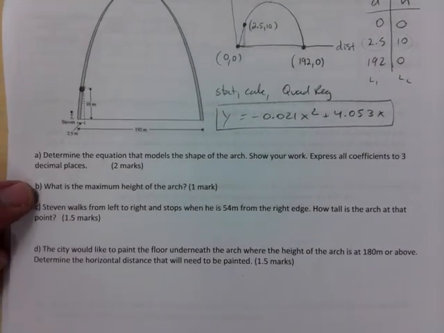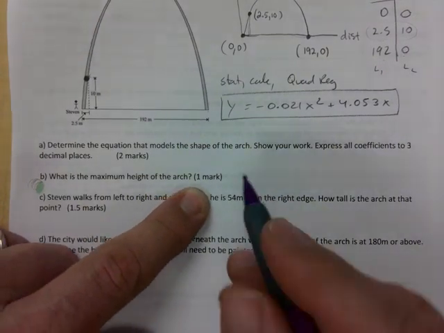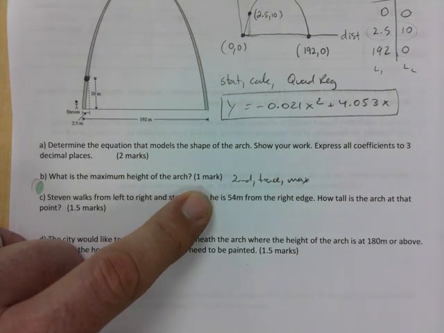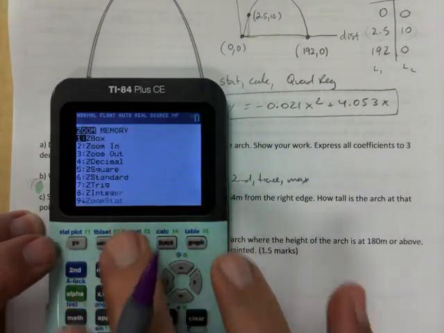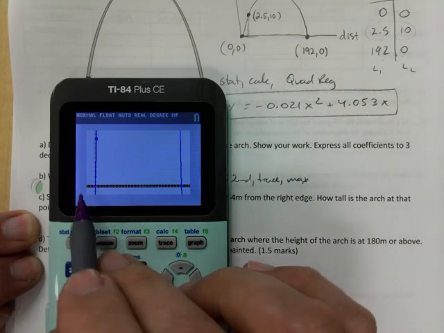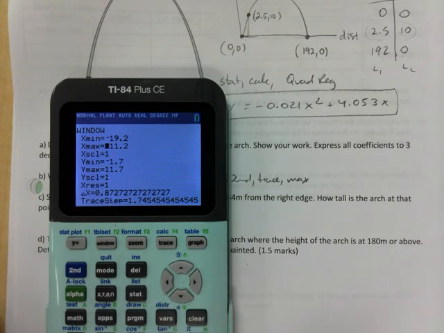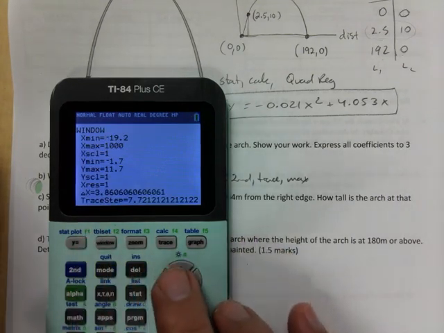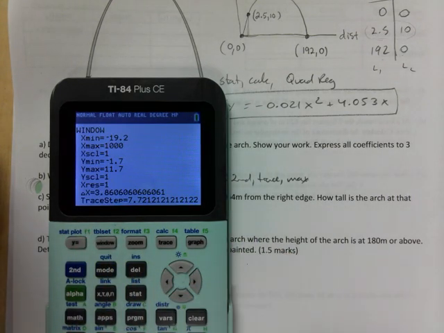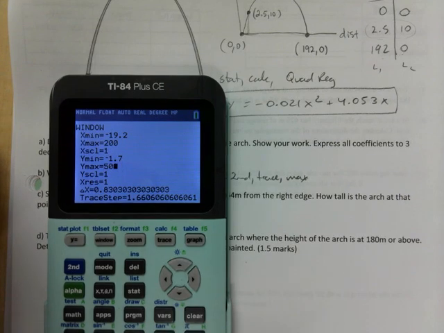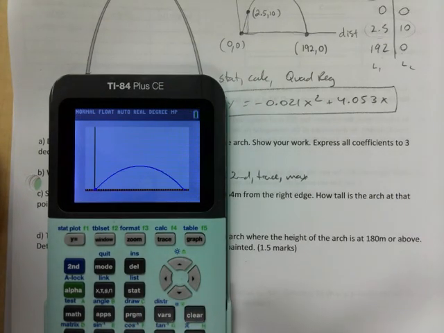Now they can ask us a whole bunch of other questions. What's the maximum height of the arc? We just go second, trace, max. We're going to find the vertex. Let's go zoom 9, and it's focusing in on the 3 points that I have. So I need to go up with my window, and I'm going to go to 1,000 or something like that. Oh, sorry, I changed the wrong one. I meant to change Y max. So I'm going to go 500, let's say. Let's try it. Oh, yeah, that works pretty good.